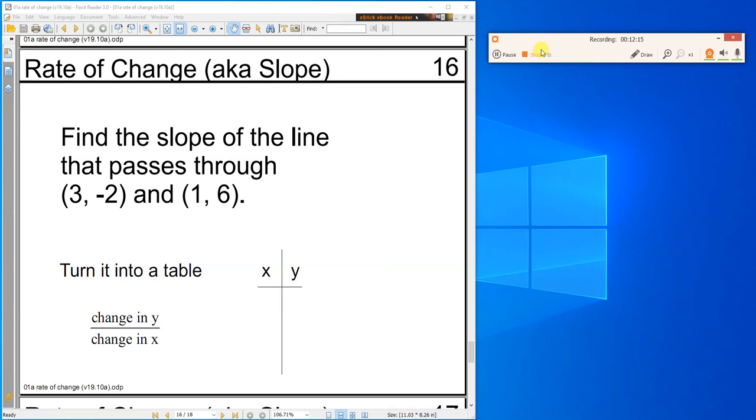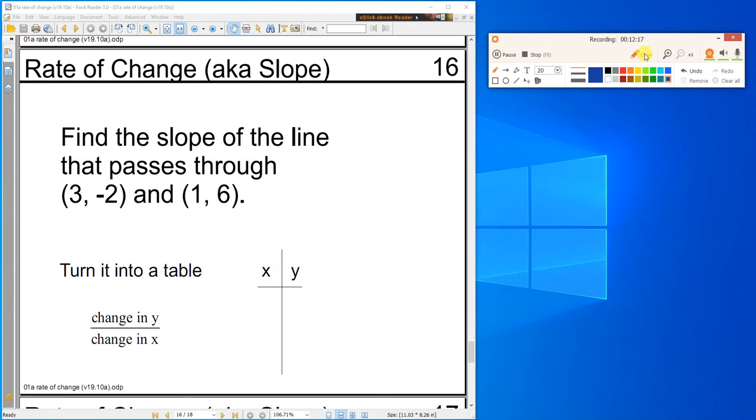Let's do another one. Let's draw it as a table. So let's go 3, negative 2, 1, 6. The change in x is negative 2. The change in y is positive 8, right? Negative 2 up to 6 is positive 8. Rise over run, which is negative 4 when I simplify it down.